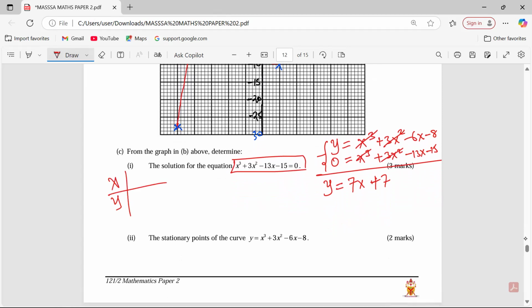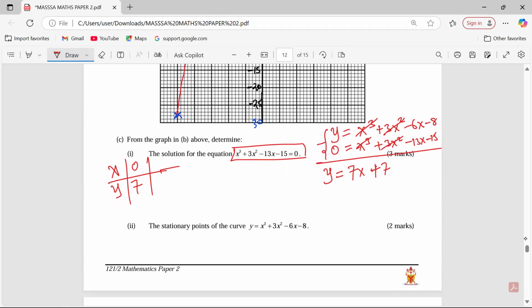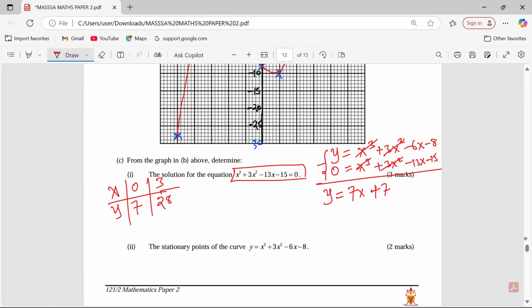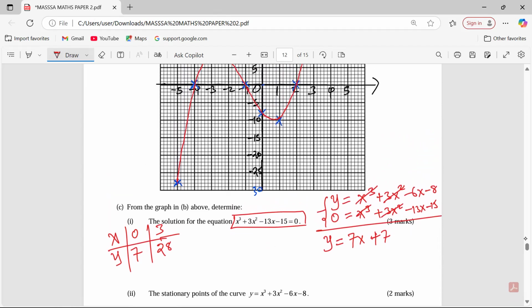When x is 0, the value of y shall be 7. When x is 3, we're going to have 21 plus 7, which is 28. That way, we can use these two coordinates to plot the line.